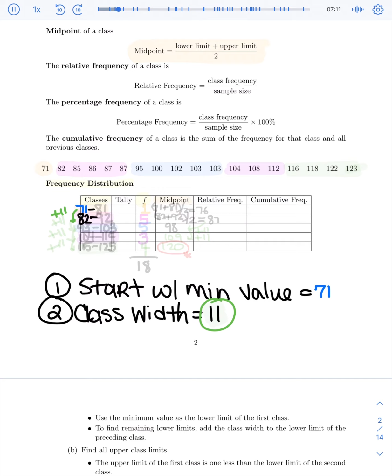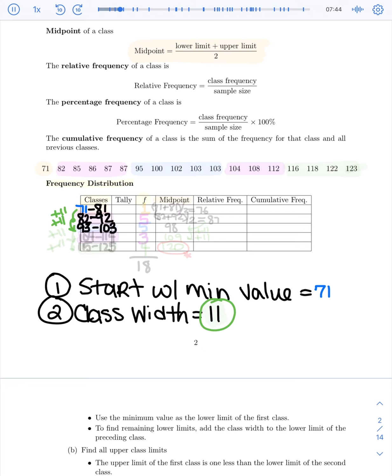Well, if the next class starts at 82, it means the first one must have ended at 81. Keep adding 11. It means that the second class also ends at 92. Well, then it means the next class, adding another 11, will start at 93, but it will also have to end at 103.